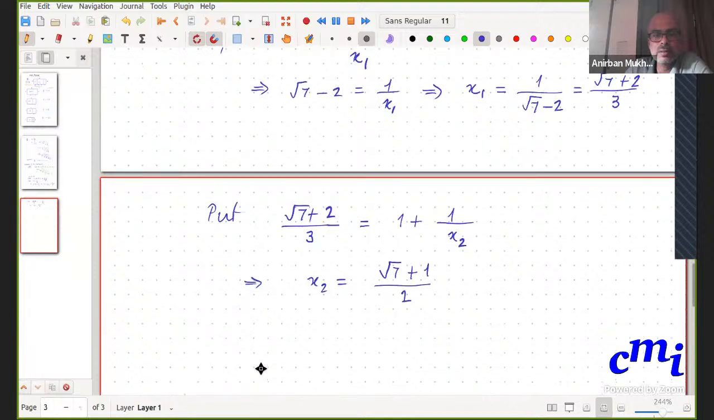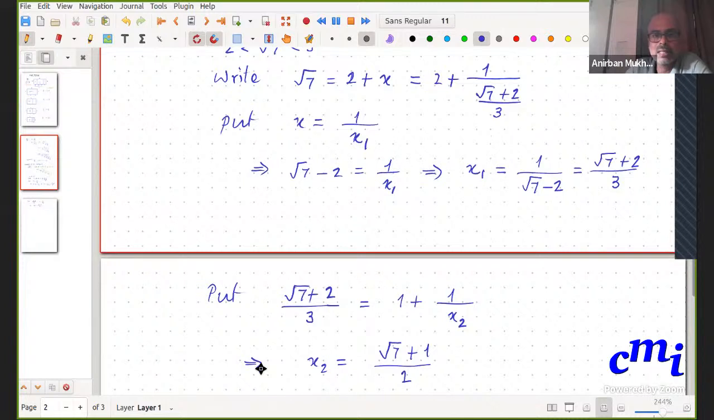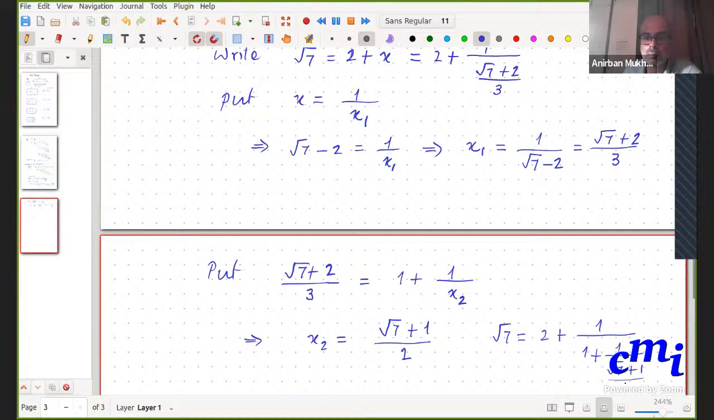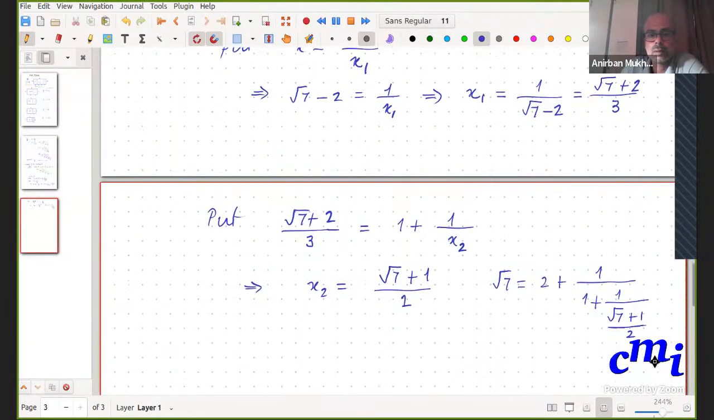So if we go back to the beginning, the square root of 7, then what we have done so far is that square root of 7 is now 2 plus 1 over 1 plus 1 over square root of 7 plus 1 by 2. This is what we have done so far.